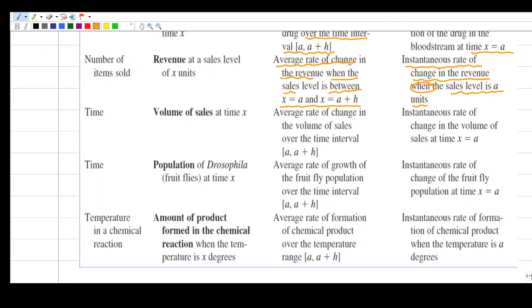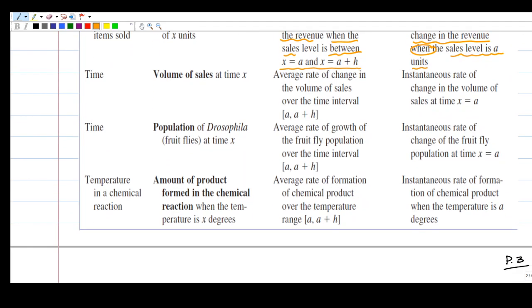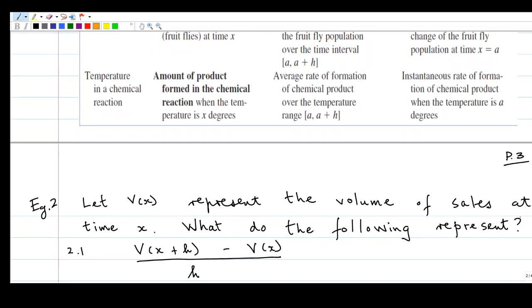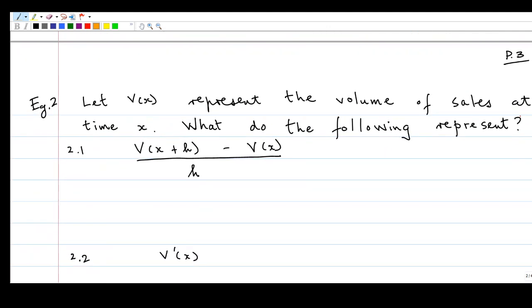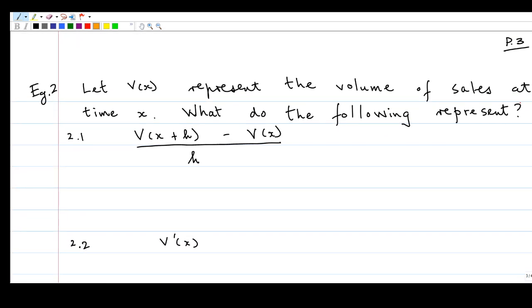So we now go on to the next part, the next page, page 3, right? Example 2, let V of x represent the volume of sales at time x. What do the following represent?